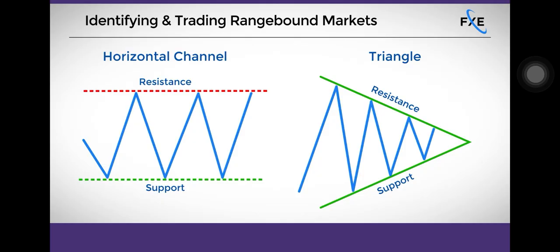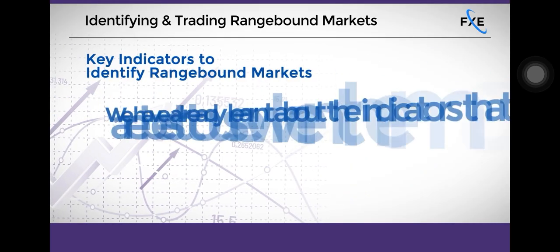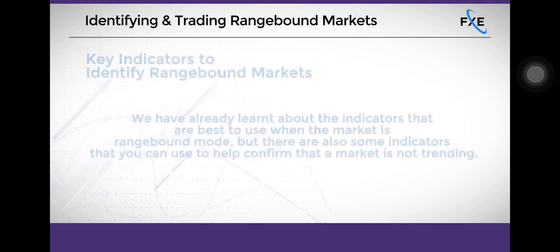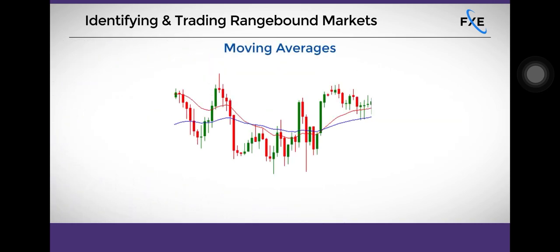Let's take a look at some of the key indicators that can help identify a range-bound market. Now, we've already learned about the indicators that are best to use when the market is in a range-bound mode, but there are also some indicators that you can use to help confirm that the market is not trending. Traditionally, moving averages are used to identify trending markets, but they are also useful to confirm when a market is range-bound. When the 20 and the 50 exponential moving averages start to flatline or crisscross like a ribbon on the time frame where the range is most prominent, it is generally considered a good confirmation of a trapped market.